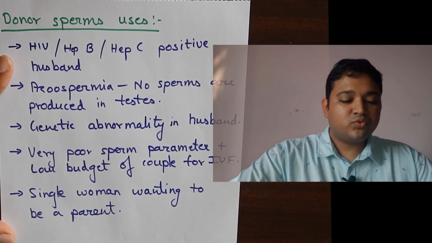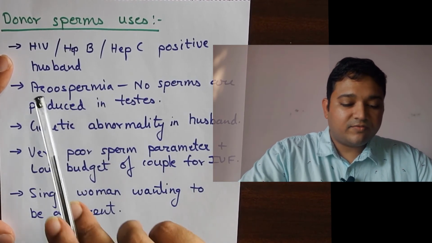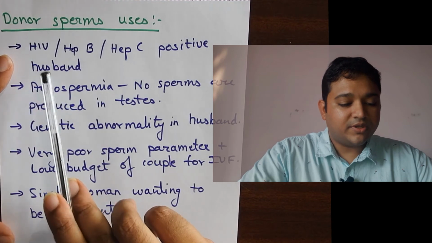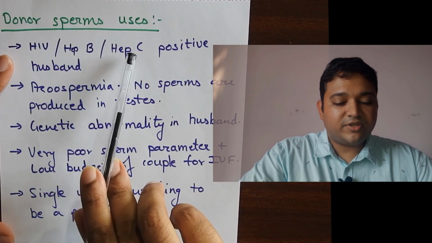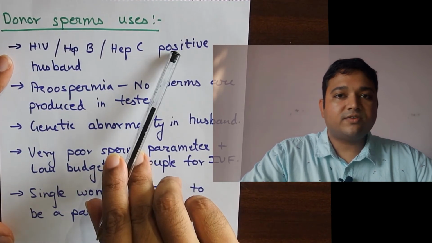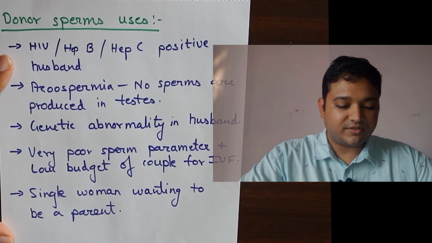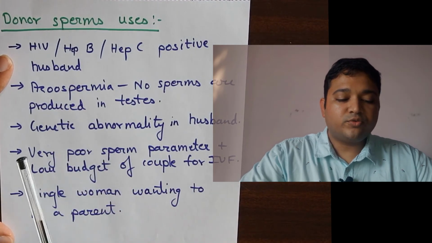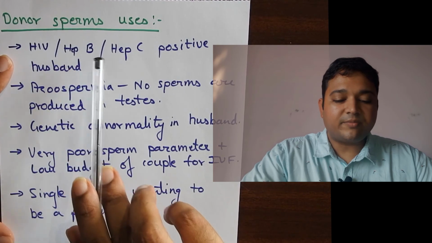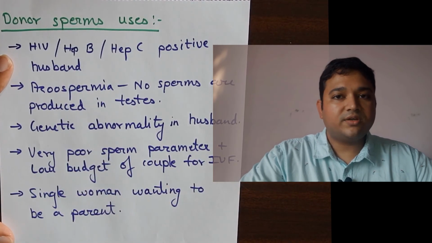So, when are donor sperms used and when is donor IUI recommended? Donor IUI is mostly recommended in cases where the husband in the couple is HIV, hepatitis B or C positive, whereas the wife is negative for these diseases. This is done in order to prevent the spread of HIV, hepatitis B or C into the wife.